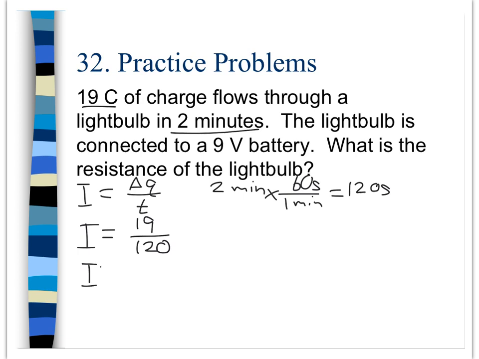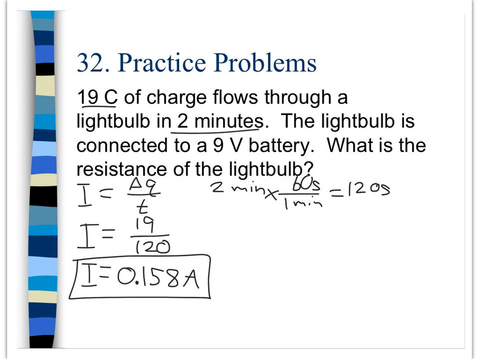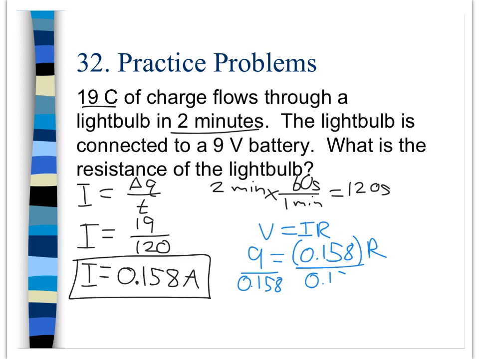And then we end up finding that the current flowing through this light bulb is going to be 0.158 amps. Using that current, we can then go back to Ohm's law and find our resistance. So we're going to think about V equals IR. So our voltage is 9, our current we just found is 0.158, times our resistance, and we divide by 0.158 on both sides, and we end up getting that our resistance in this case is going to be equal to 56.8 ohms.